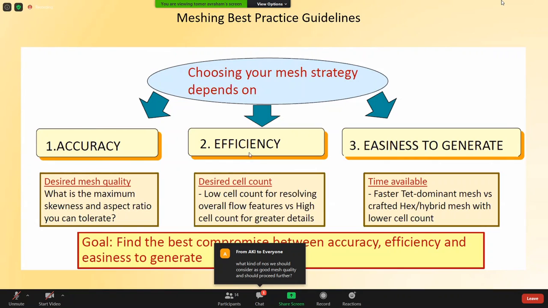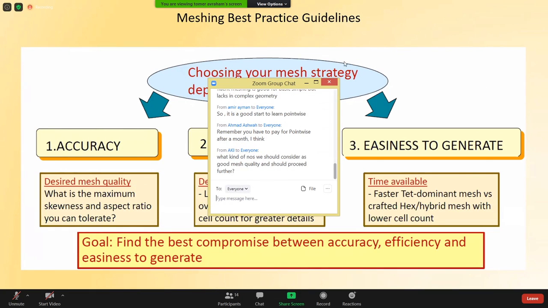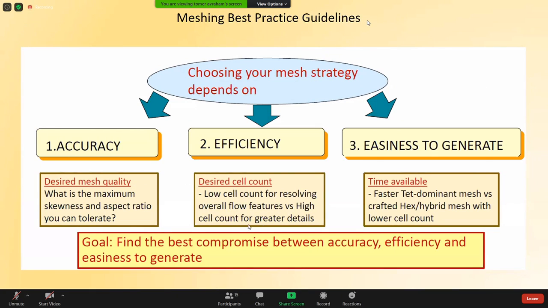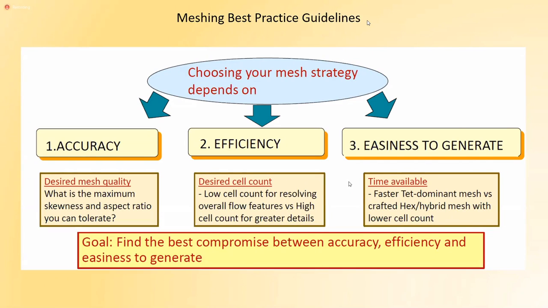Accuracy, efficiency, desired cell count, low cell count. Low cell count for resolving overall features versus high cell count for greater details. That's of course right. We all know, I don't think there's anyone here who will disagree. CFD resources can always get out of hand, even with Reynolds-averaged Navier-Stokes. Easiness to generate, faster dominant mesh versus created hex hybrid.